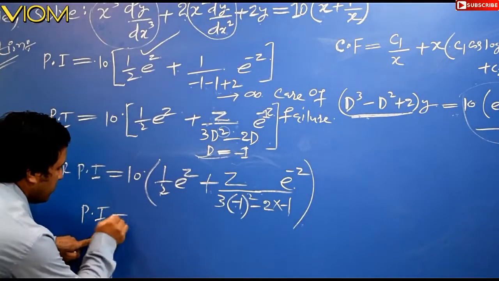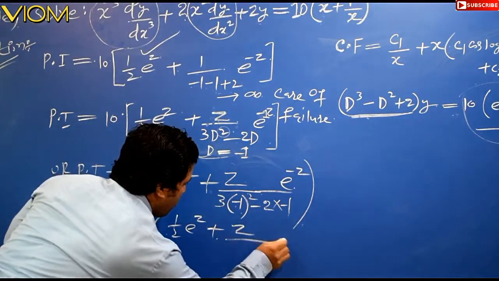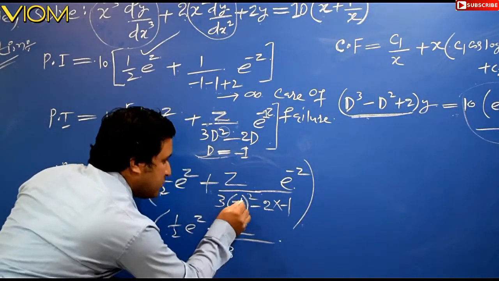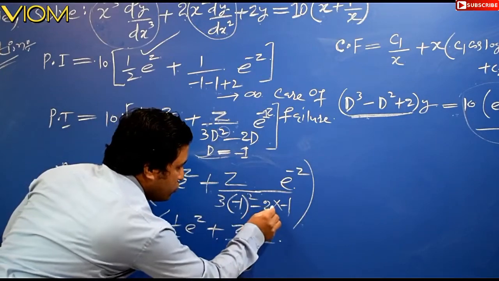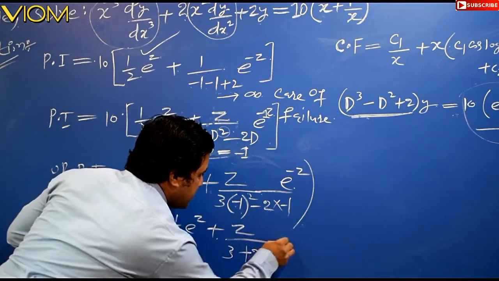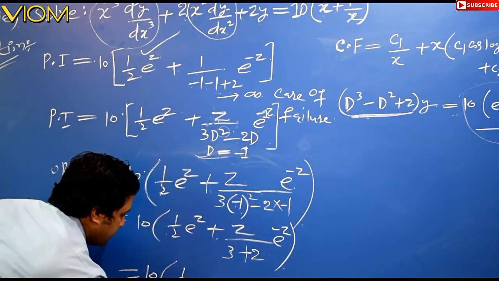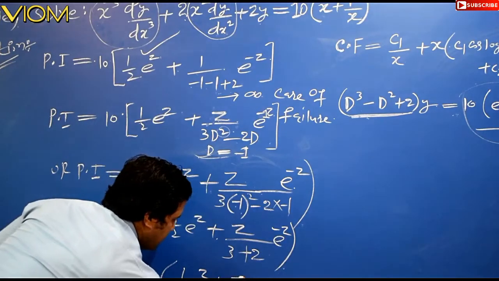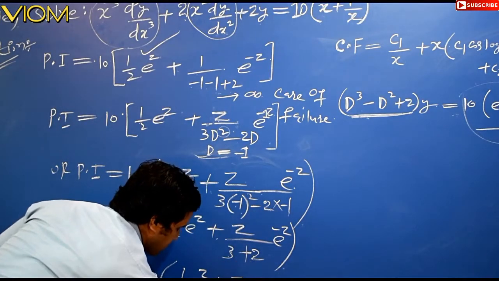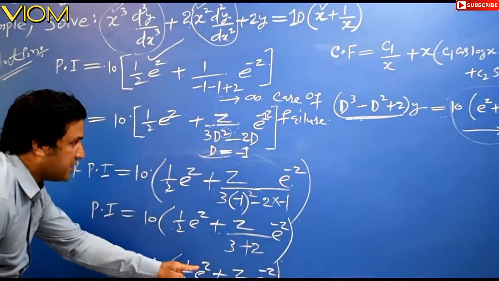Let's take here 10 times of 1 divided by 2 e raised to the power of z, plus z times 4 divided by 3, as it is. -1 squared is 1, and minus 2 into minus is plus 2. This is e raised to the power of minus z. We can write 10 times of 1 divided by 2 e raised to the power of z plus z divided by 2 plus 3, which is 5, e raised to the power of minus z. I can multiply this by 10 here.